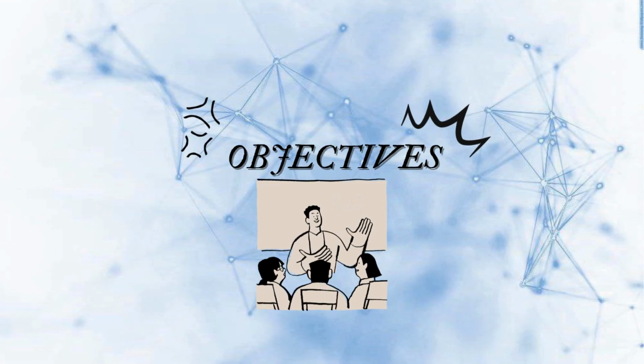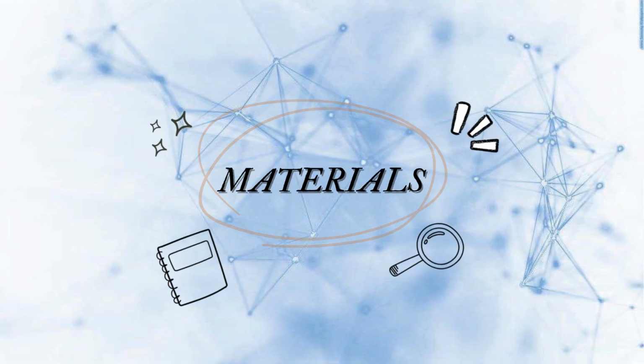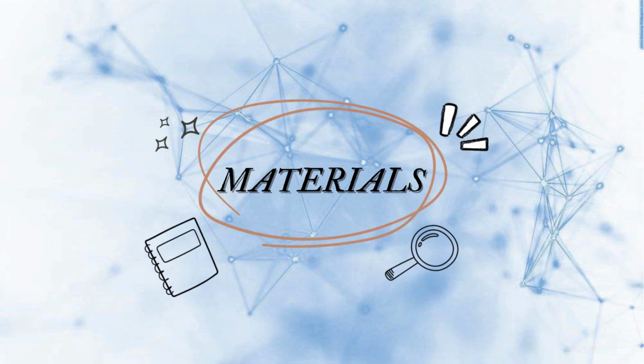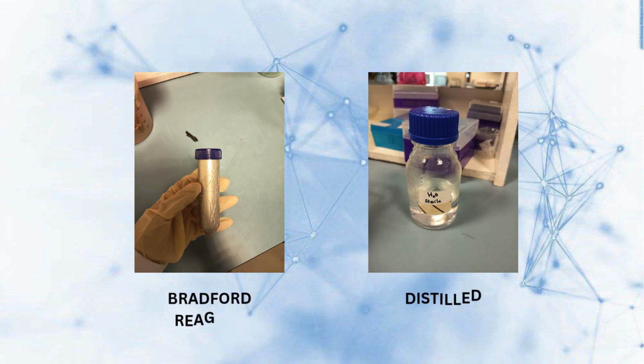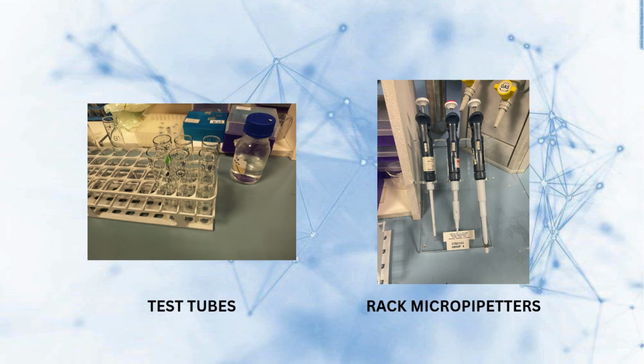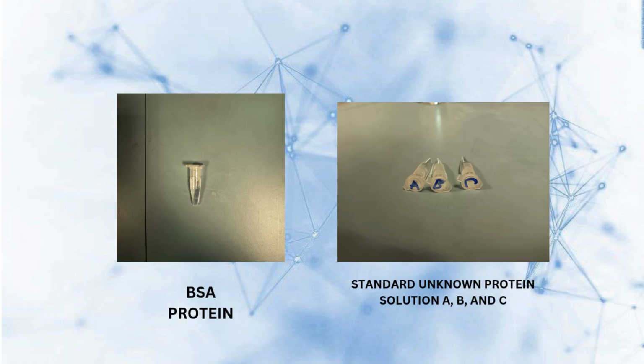Our objectives are to learn how to use a spectrophotometer to identify biological molecules in qualitative analysis and determine their concentration in quantitative analysis in a sample. And our materials are spectrophotometer, cuvette, Bradford reagent, distilled water, test tubes, rack, micropipettes, BSA protein, and standard unknown protein solution A, B, and C.